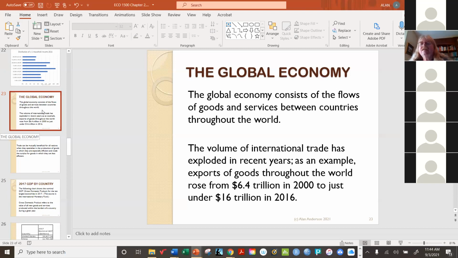Exactly. Let's say bananas. Let's say bananas don't grow well in the United States. So why should we try to make our own bananas? Why don't we just buy them from Caribbean countries? And that's exactly what happens.